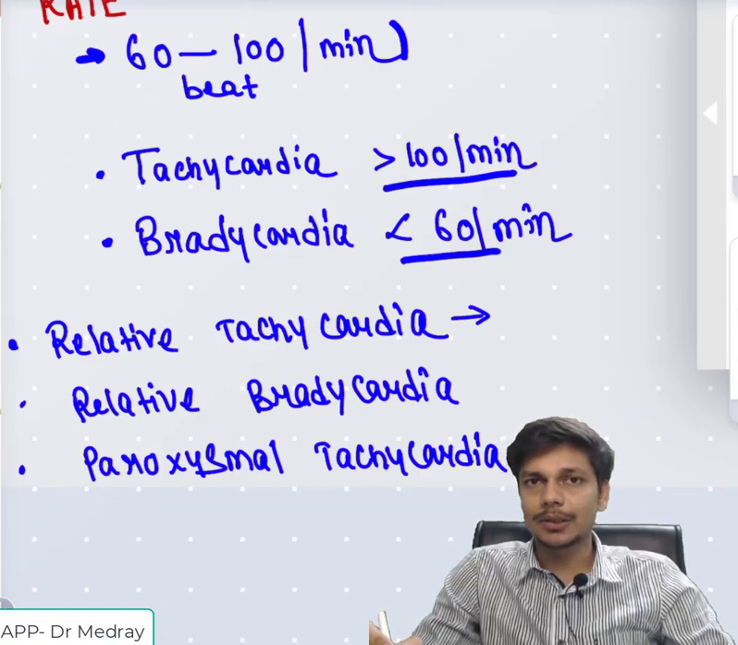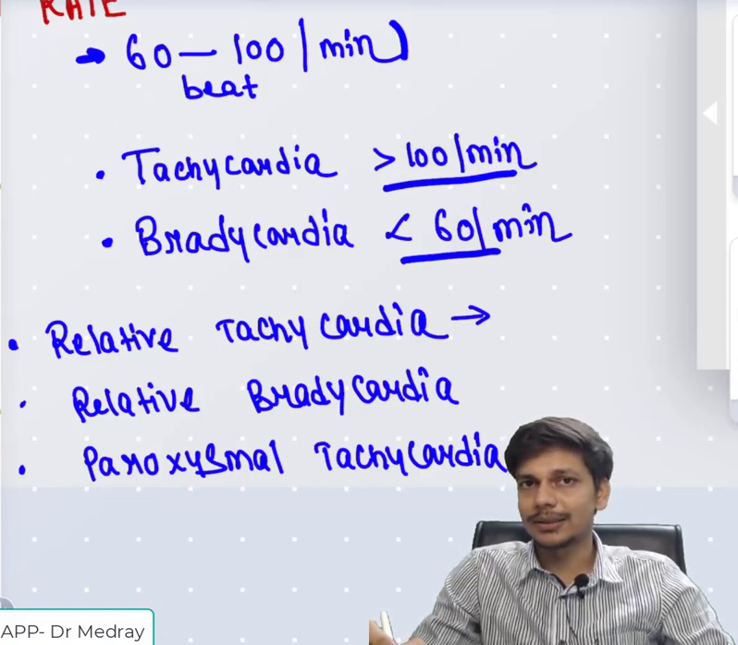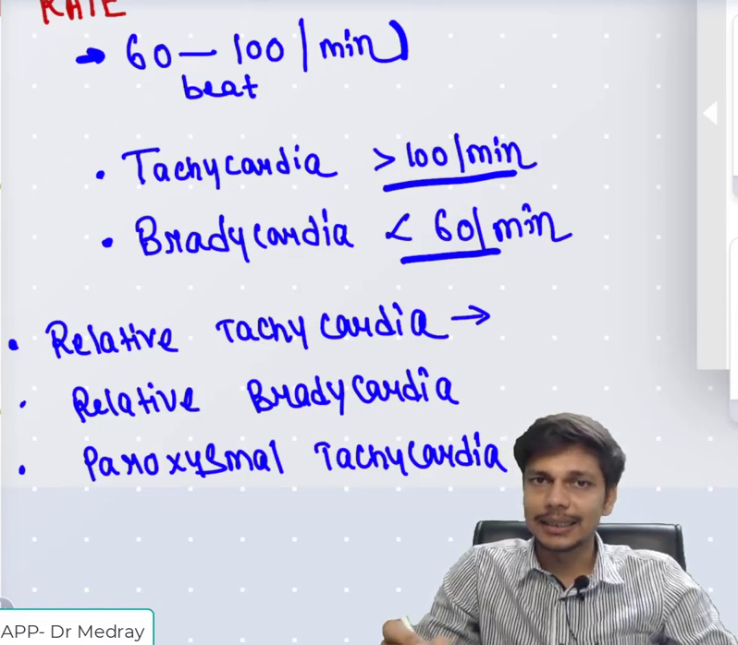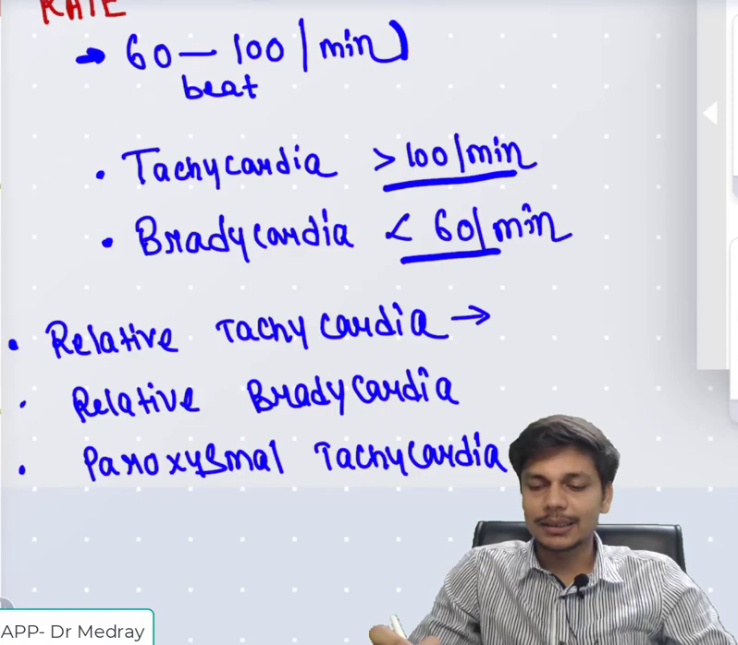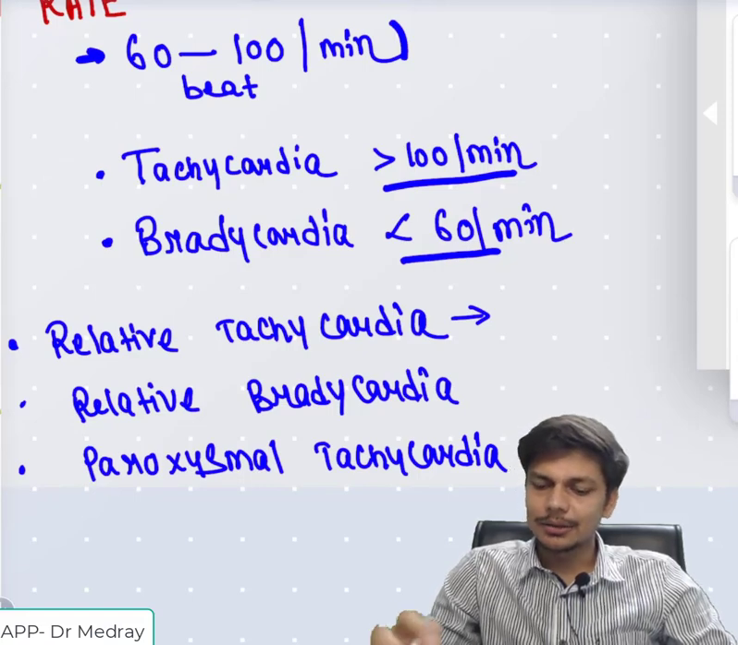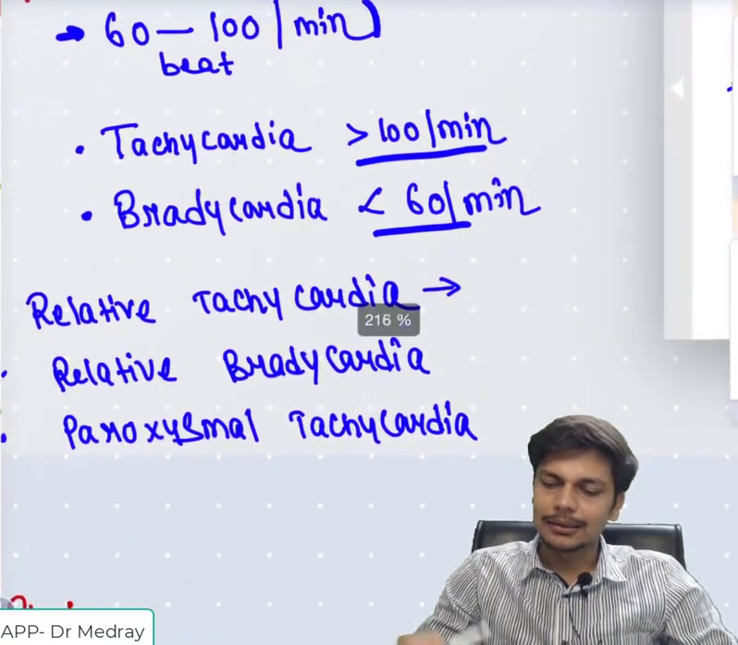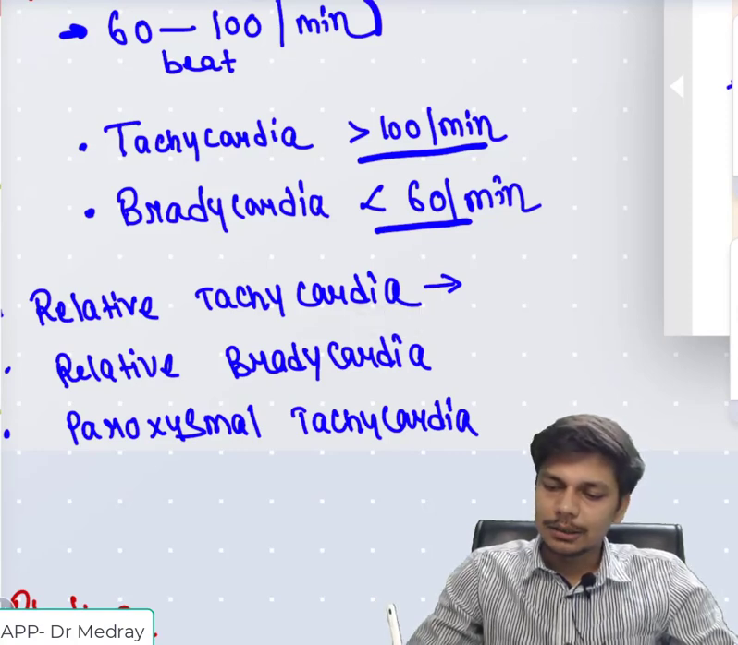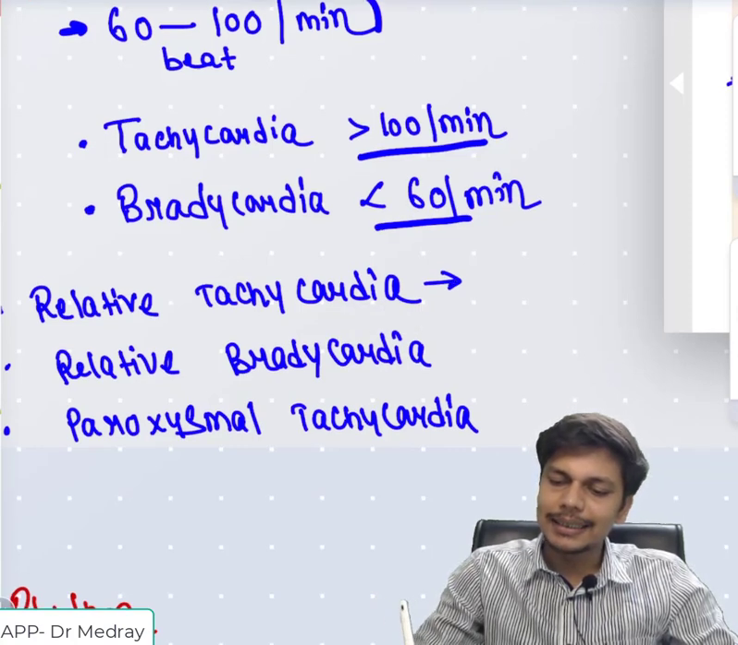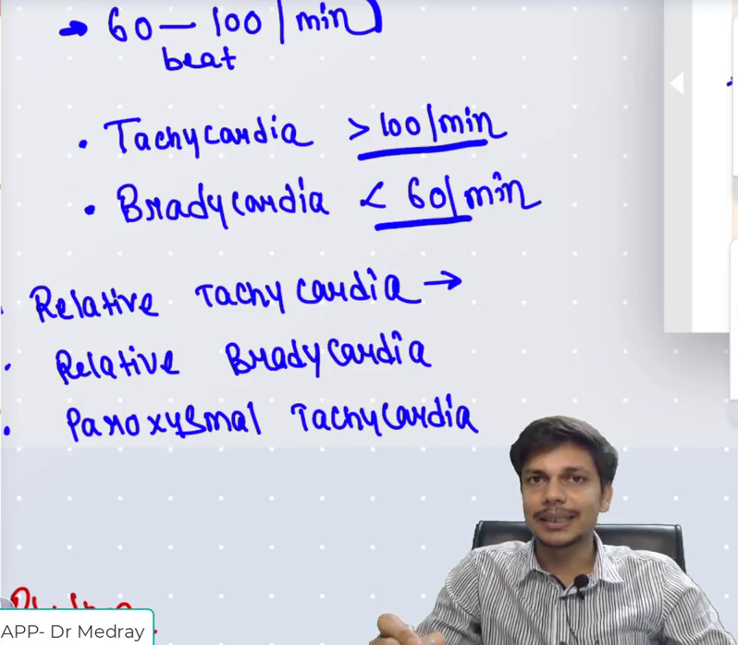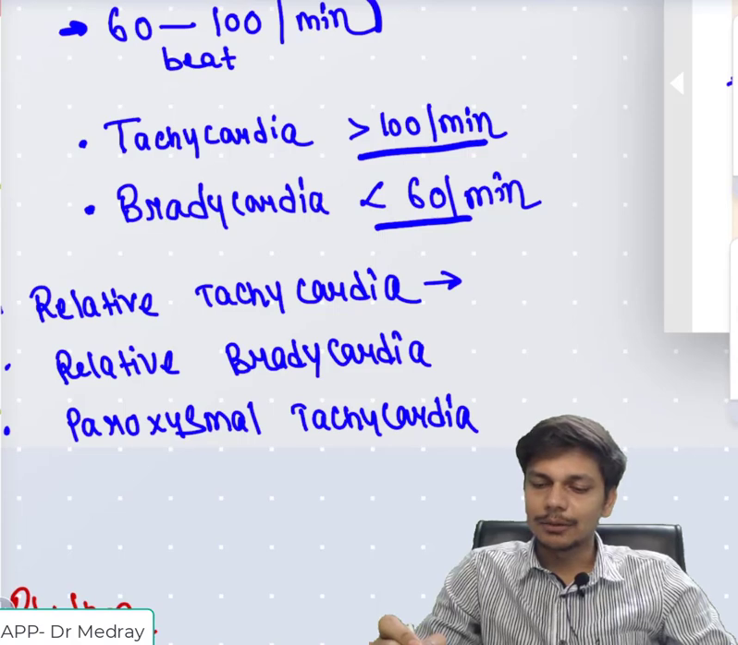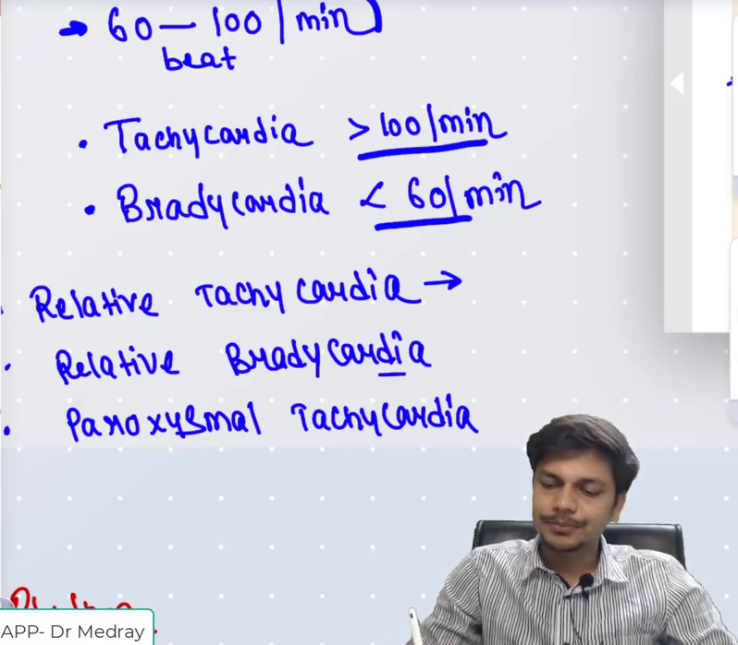What is relative tachycardia, or what do you mean by the term relative tachycardia? When we are discussing the rate of a pulse, more than 100 is a tachycardia, less than 60 is a bradycardia. So if the patient has an increase in pulse rate of more than 10 beats per minute for every 1 degree Fahrenheit rise in temperature, that is relative tachycardia. And what is relative bradycardia?